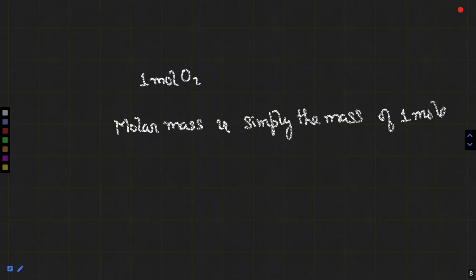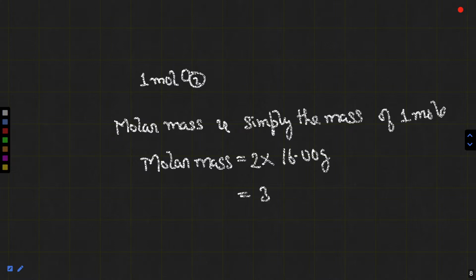Now, here we have to do the same thing. We have to calculate the mass of this O2, and it will again be the molar mass. Now, how do we calculate the molar mass of anything? We take the coefficient, which is 2 in this case for oxygen, and multiply it with the atomic weight, which is 16.00 grams for oxygen. So that will give you 32 grams. Is it clear now?